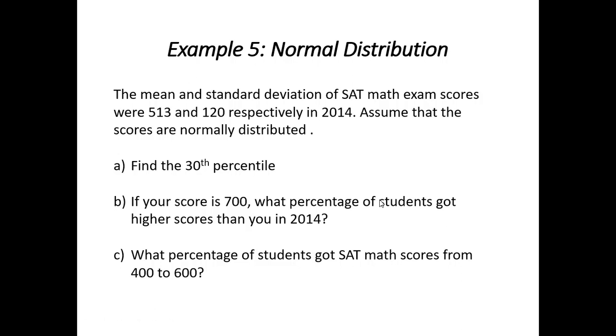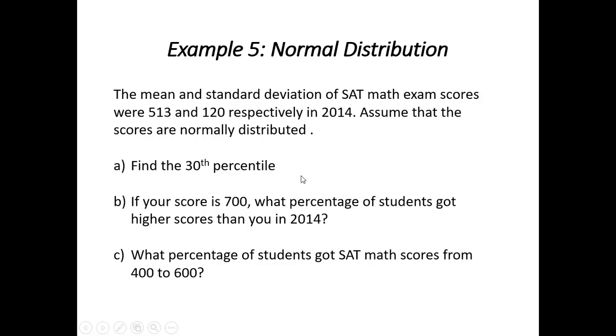Okay, one last problem on this video. Again, this involves the normal distribution. So suppose the mean and the standard deviation of SAT math exam scores are 513 and 120 respectively in 2014. So again, we have mean 513, standard deviation 120. The scores are normally distributed.